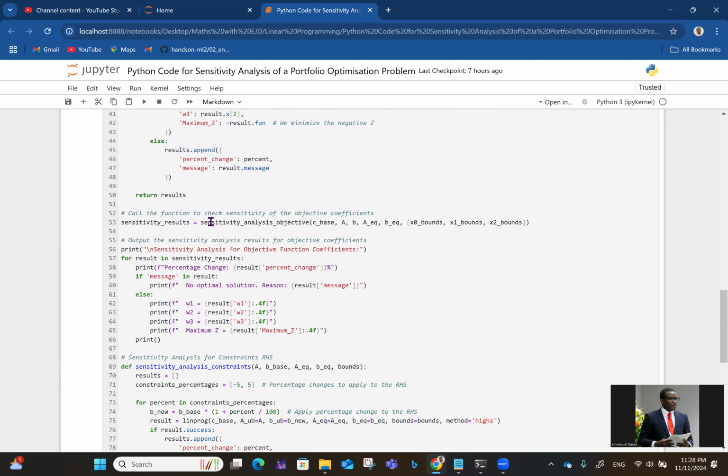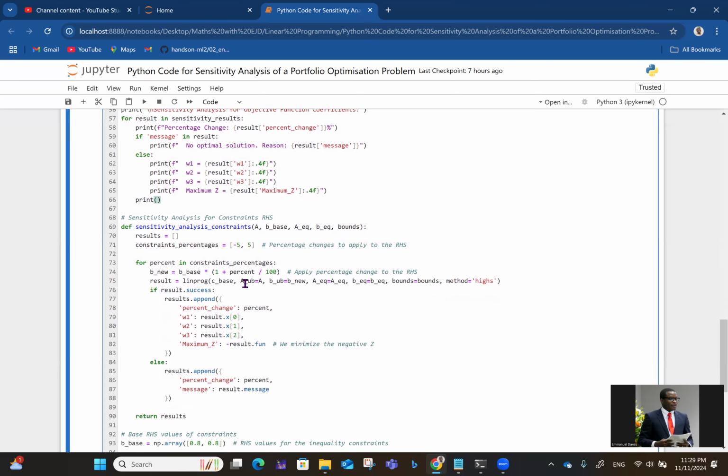So we call the objective function to check the sensitivity of the objective coefficients now. This will help us get the results, so we output the sensitivity analysis results. The results will be outputted from lines 56, I believe, to line 66. Then from line 68, that's where we are talking about sensitivity analysis for the constraints' right-hand side. That's the constraint limits now.